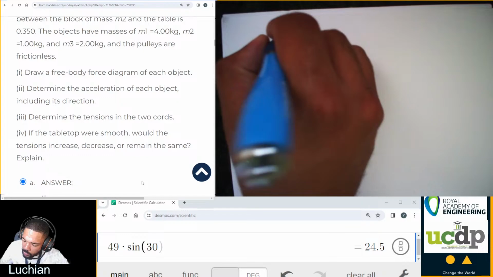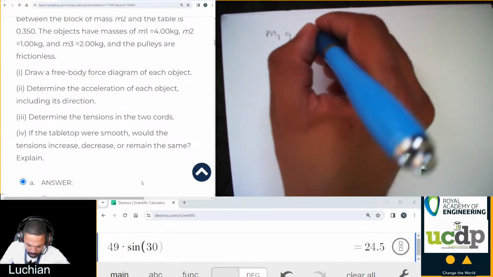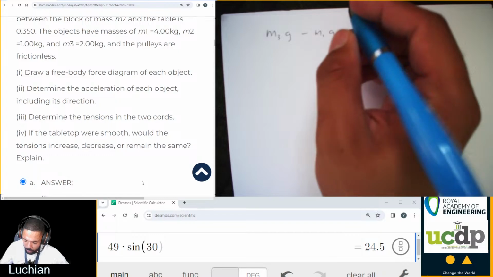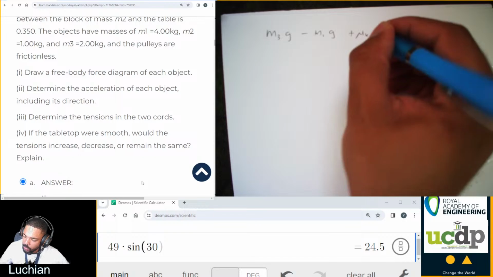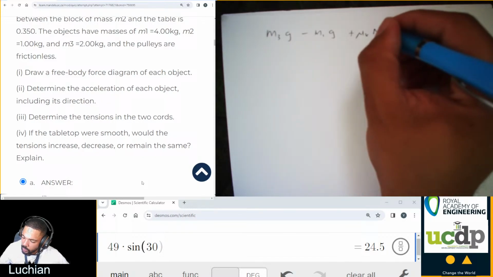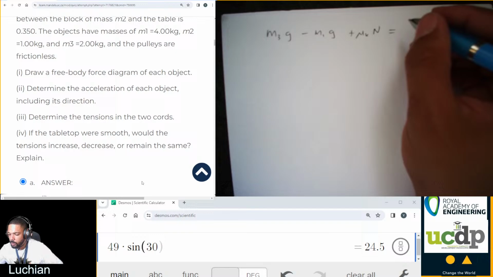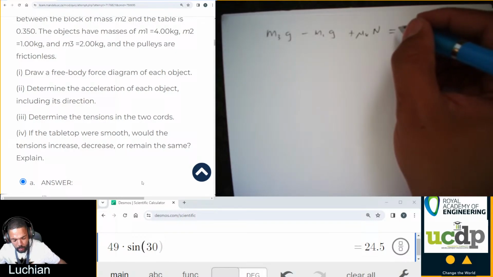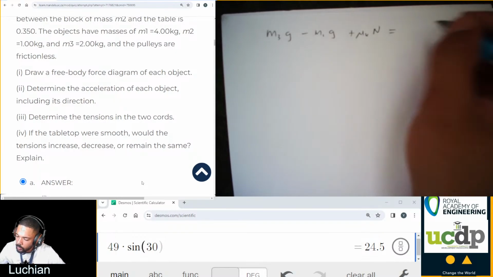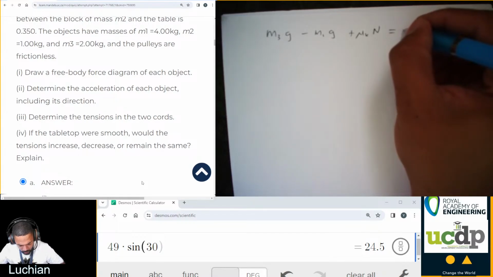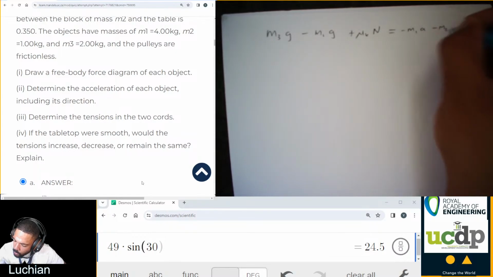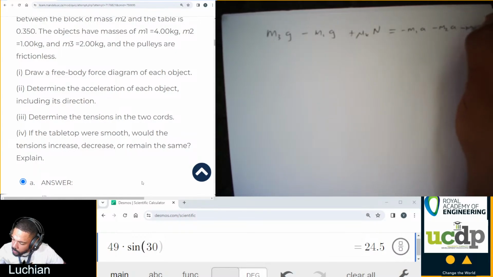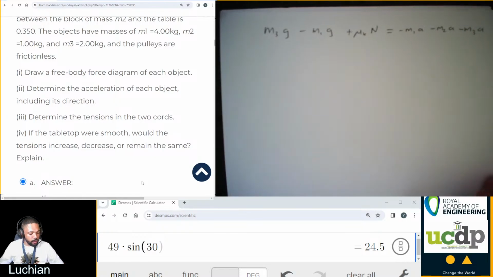M3G, M3 times the gravitational acceleration, minus M1G, plus mu k, the kinetic coefficient of friction. This is just the force of friction. And that all is equal to negative M1a, negative M2a, plus negative M3a. That's what's left if you add those three up.